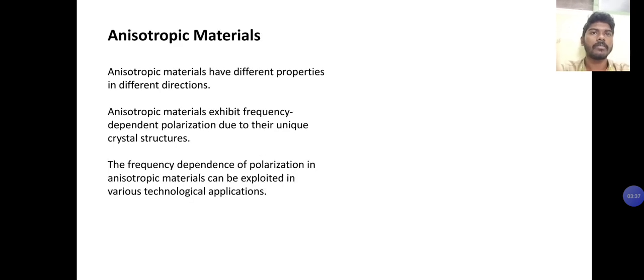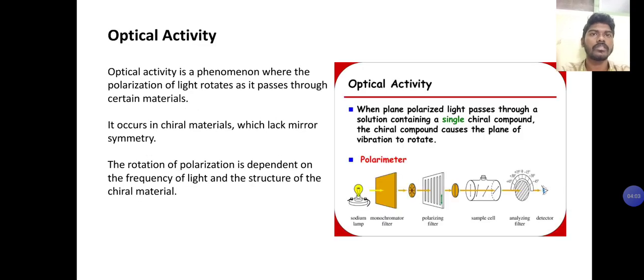Anisotropic materials. Anisotropic materials have different properties in different directions. Anisotropic materials exhibit frequency dependent polarization due to their unique crystal structures. The frequency dependence of polarization in anisotropic materials can be exploited in various technical applications.